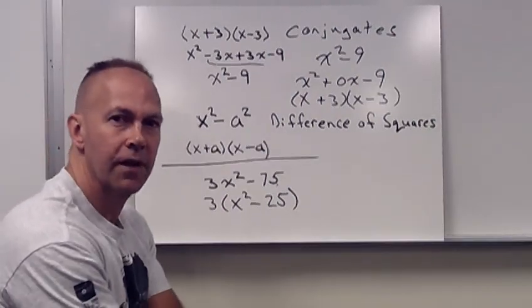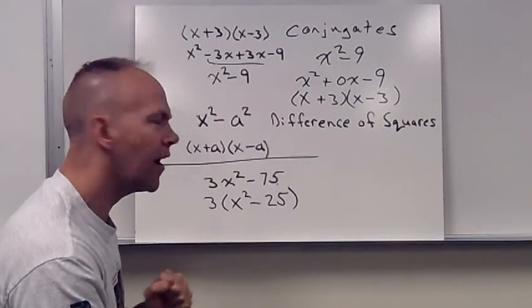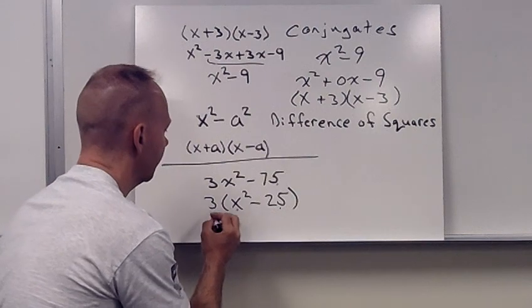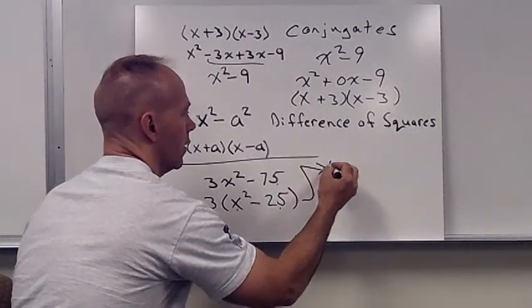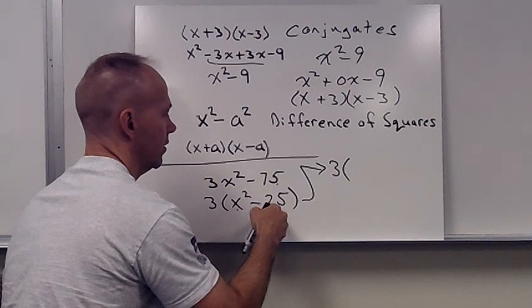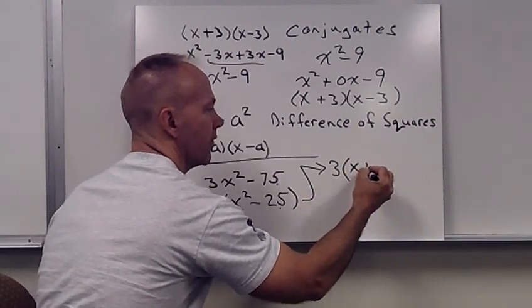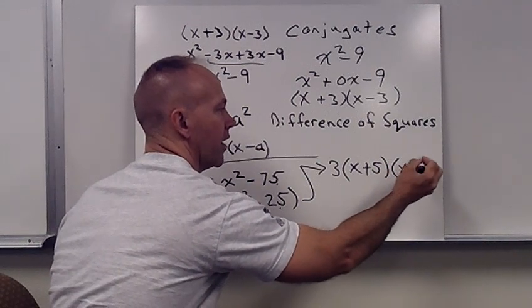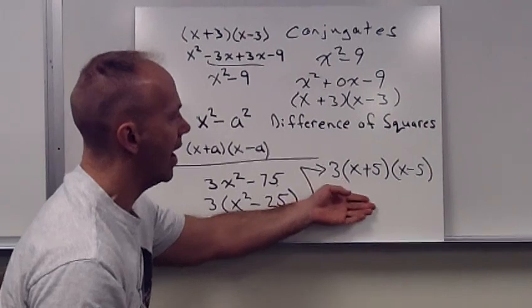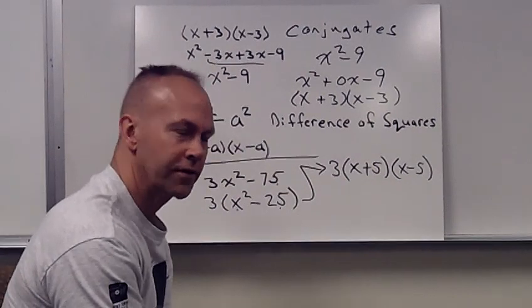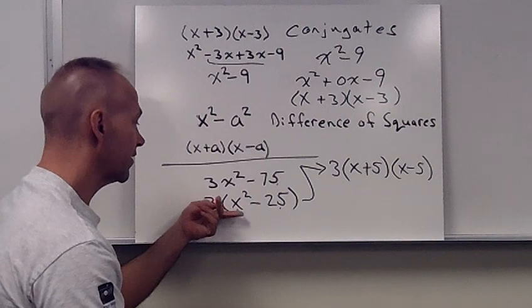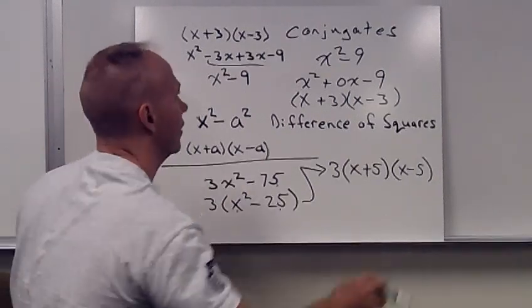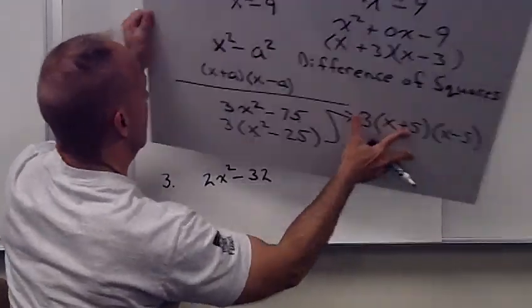After I factor out the greatest common factor, I'm going to look, can I factor this further? Oh, a difference of squares. Perfect square minus perfect square. That's going to factor into x plus 5, x minus 5. That is what we call the complete factorization. This is a halfway factorization, or a something factorization, I won't say.